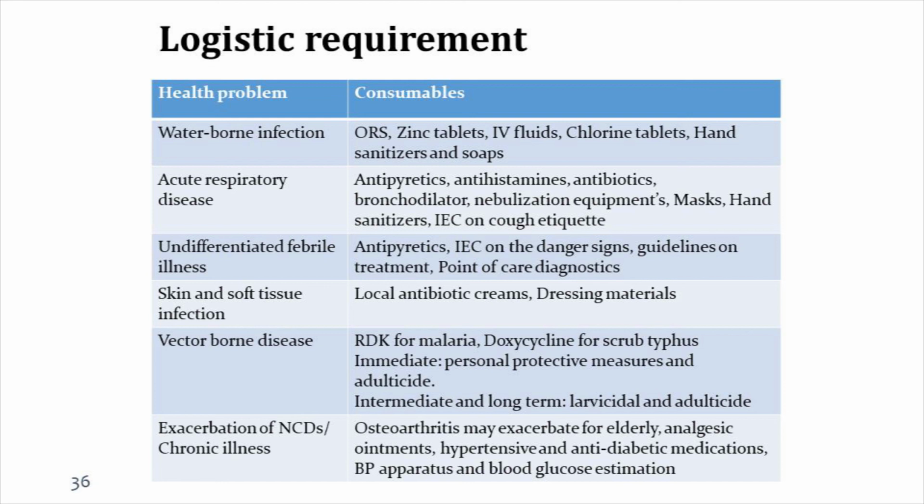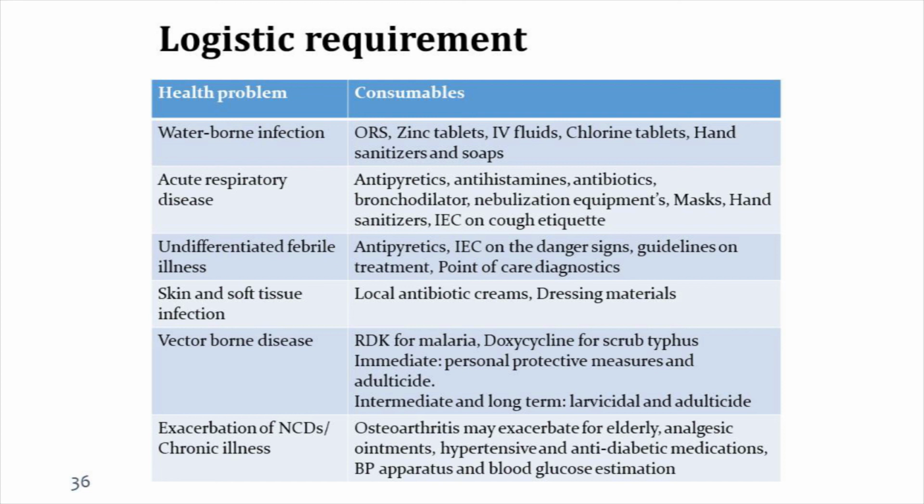To manage undifferentiated febrile illness, we would again require antipyretics, IEC on the danger signs, guidelines on treatment, and point of care diagnostics. Skin and soft tissue infections could also happen during the time of disaster, for which we would require local antibiotic creams and dressing materials. To manage vector-borne diseases, we would require RDK for malaria, doxycycline for scrub typhus. Apart from that, we would also require personal protective measures and adulticide. For intermediate and long-term effects, we would need larvicide and adulticide to kill the mosquitoes.